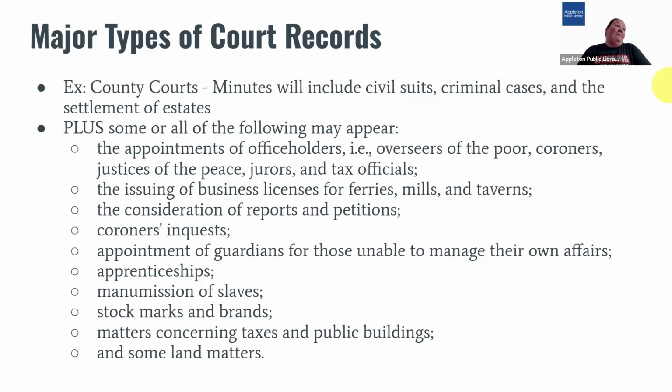So for example, maybe you have a minute book for all of the county courts that are going to have those civil suits, those criminal cases, the settlement of the various estates through probate, all that stuff. Plus, they might have some or all of the following things like appointments of office holders, or the issuing of business licenses, or reports and petitions, or coroner's inquests, or guardians, apprenticeships, stock marks and brands, all this kind of stuff, land stuff. So you might get a whole mishmash of all of the things in these minute books that you would have to weed through to figure out if your ancestor is in there or not.